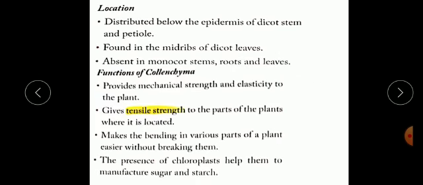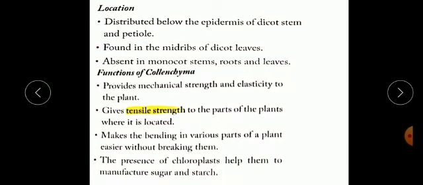Location. Collenchyma is distributed below the epidermis of dicot stem and petiole. It is found in the midrib of dicot leaves. Collenchyma is absent in monocot stem, root and leaves.